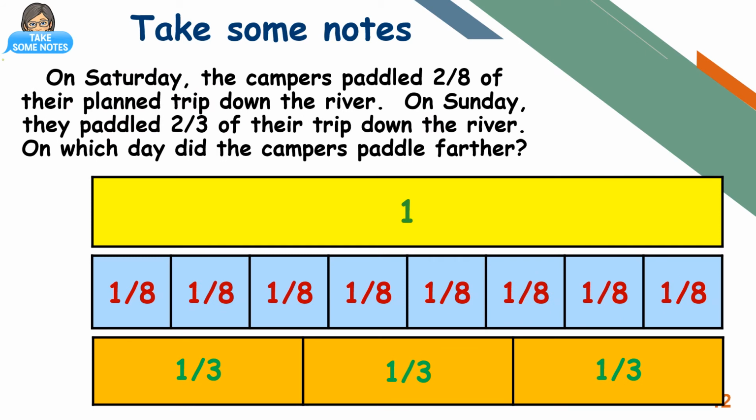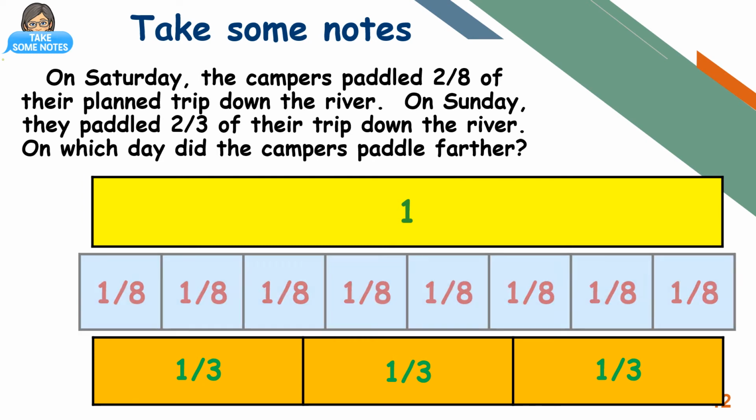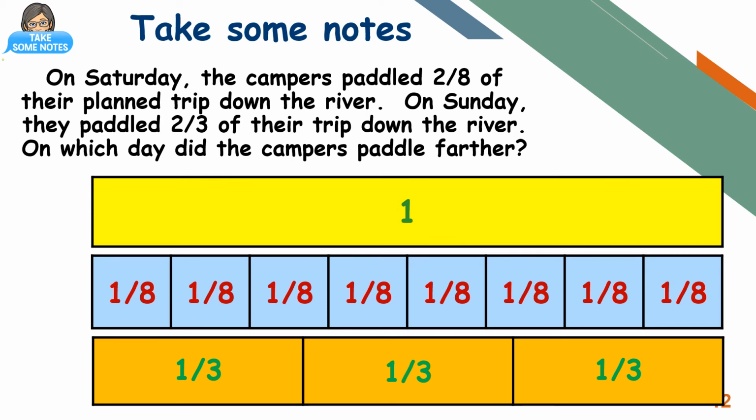To represent this problem, I used the 3 rectangles you see here. Some of you know these as fraction bars. The yellow rectangle with a 1 on it represents the whole distance of the river trip. The blue rectangle represents the 8 total pieces in the denominator for 2/8. The orange rectangle represents the 3 total pieces in the denominator for 2/3.